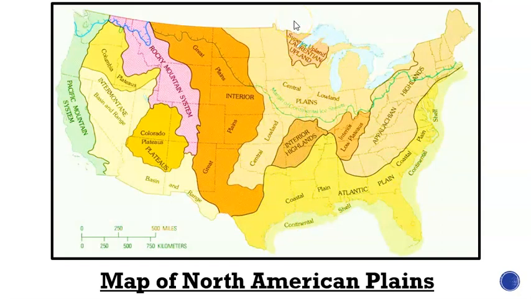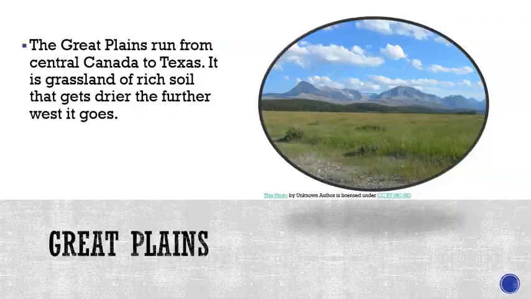It's important to note that the coastal plains are on the east of the Appalachian Mountains and in through the Gulf. And then we have the Great Plains and the Central Lowlands in between the Appalachian Mountains and the Cordillera Range, which is shown here as the Rocky Mountain system. As we saw on the previous map, the Great Plains run from central Canada to Texas, and its grassland of rich soil gets drier the further west it goes.